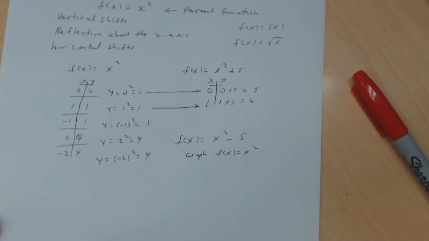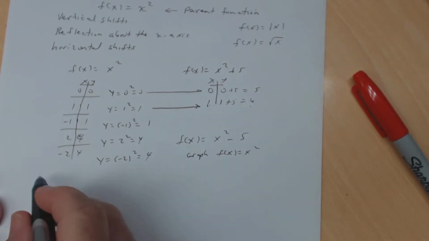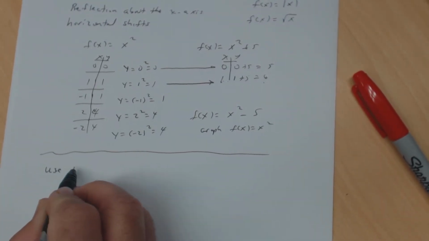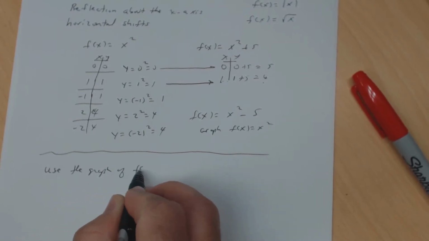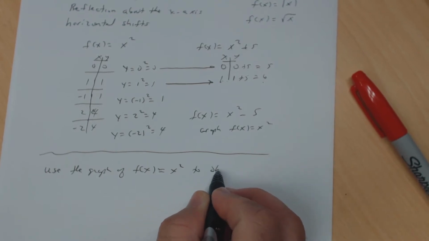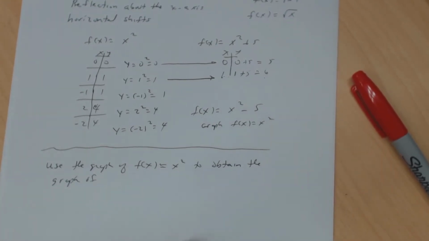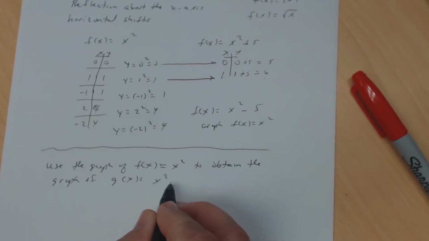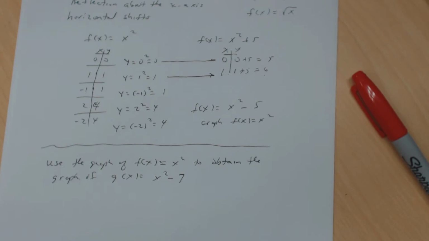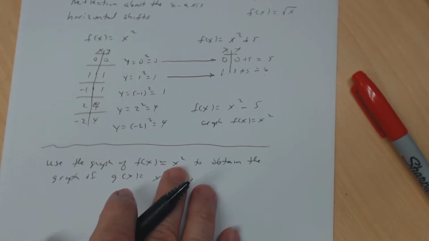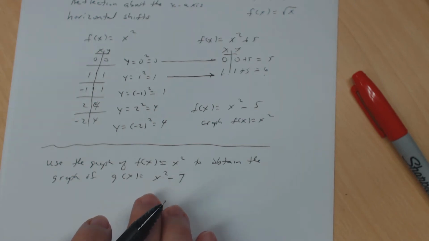Alright, now remember, this is how you're going to do this on a worksheet. So listen, this is how you can do this. Let's suppose the direction says, use the graph of f of x equals x squared to obtain the graph of, let's say, g of x equals x squared minus 7. Okay? Alright, so you're going to graph f of x and you're going to graph g of x. Now remember, f of x equals x squared, that's your parent function. You're going to take that parent function and do a transformation to it to get this function.